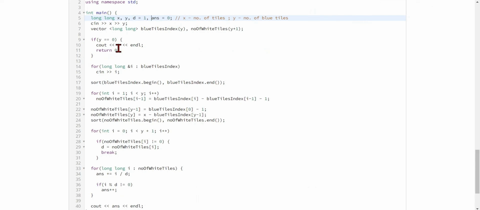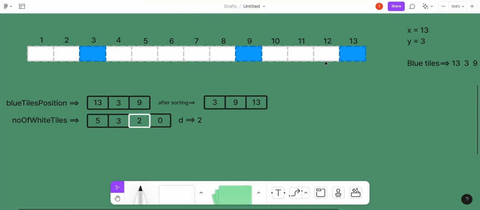So that's the initialization. We have taken the input, then declared two vectors: blue tiles index, with a length of y, where y is the number of blue tiles, to store the indexes of blue tiles, and number of white tiles, with a length of y plus 1, because let's consider this case.